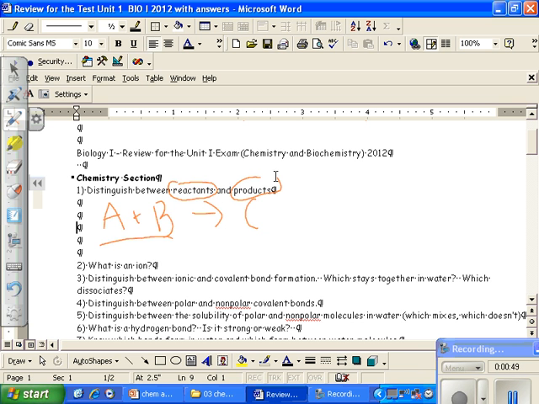And the things you end with are the products. So let's look at a real example. So let's look at maybe hydrochloric acid. That breaks down into H plus, Cl minus. So the reactant would be this, and the products would be that.